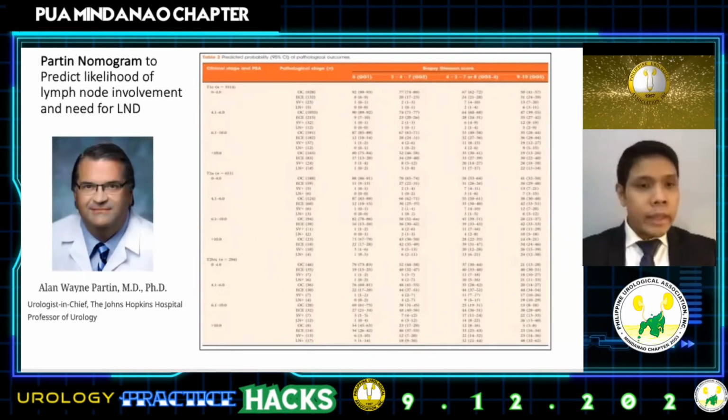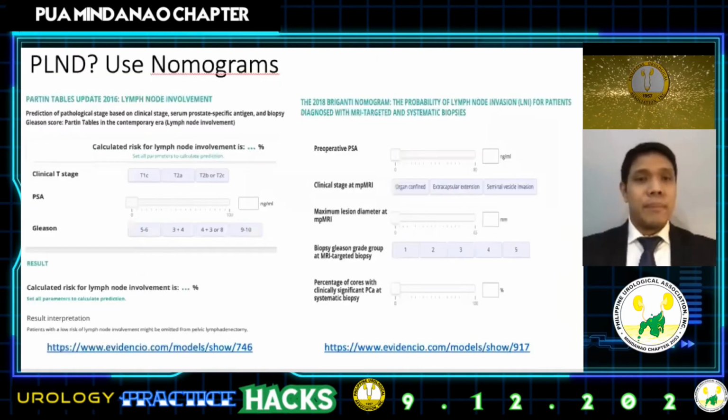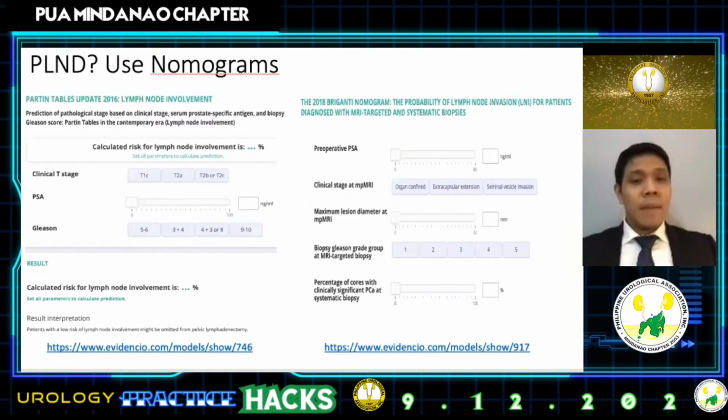So looking at it, it looks toxic and cumbersome actually to use. But a hack I maximize and it's readily available are validated online nomograms. So for instance here, online nomograms such as these on the screen are accessible and are actually free of charge. Your job would just be to key in items such as PSA, clinical stage, Gleason grade, etc. And the percent probability of lymph node involvement will be calculated real time.